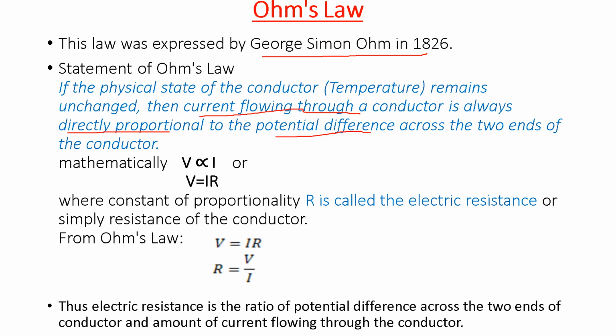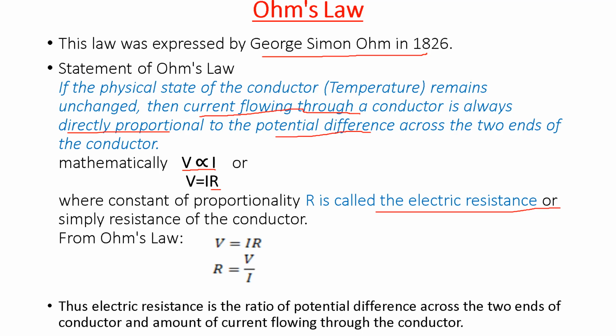And the current flowing through a conductor always depends on the potential difference. So it can be written as V proportional to I, meaning if V increases, I will increase. If we are using a high voltage battery, the current flowing through the circuit will increase. If we are using a low voltage battery, the current will decrease. And this relation can be written in the form of an equation by replacing the proportionality symbol with equals to, and while doing that we need to take a proportionality constant that is known as R, and this R shows the electrical resistance of the given circuit or the conductor that we are using.